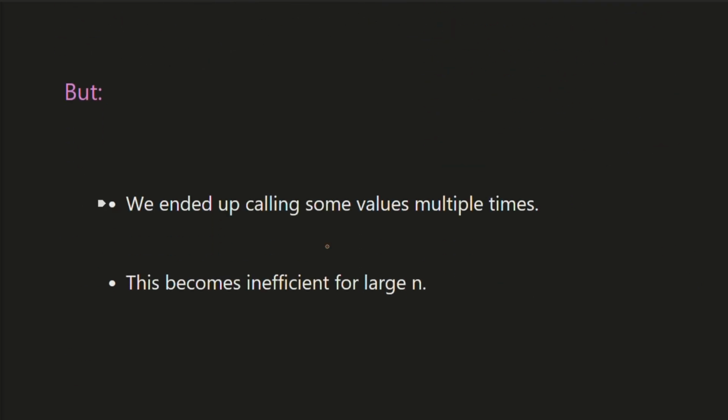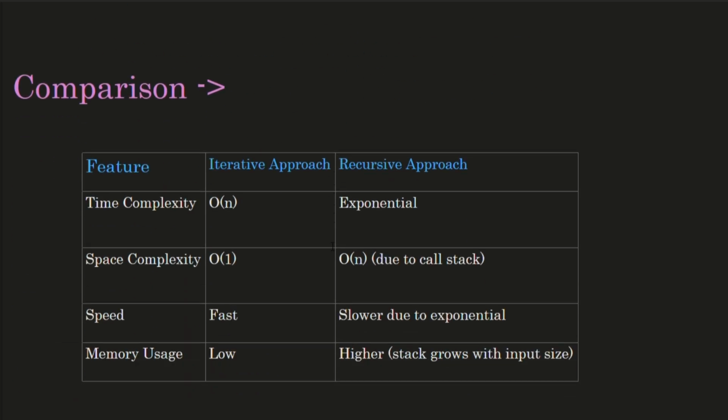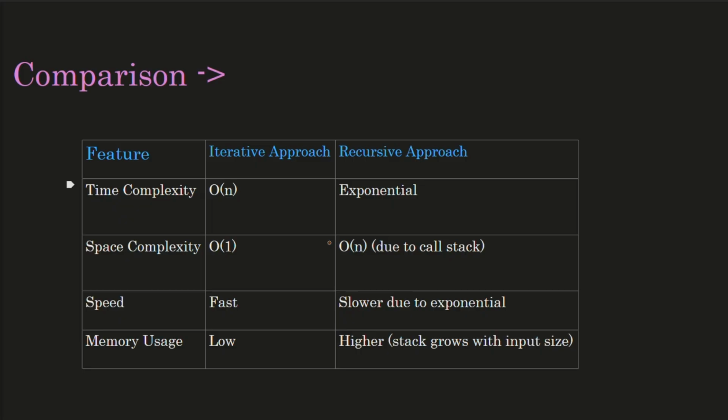But we ended up calling some values multiple times. This becomes inefficient for large N. Comparison recap. Iterative approach. Time complexity, big O of N. Space complexity, big O of 1. Pros. Fast and memory efficient. Suitable for large inputs. Cons. Slightly more manual setup. May feel mechanical.